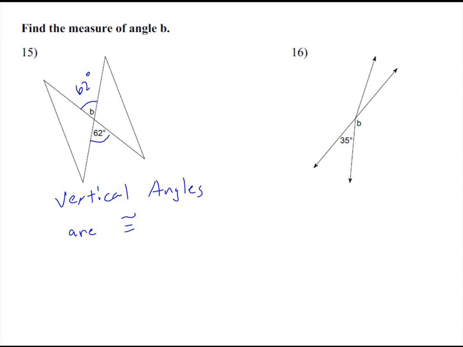Number 16 here. So you notice that this is a straight line, and we know a straight line is 180 degrees, right? So if this angle over here is already 35, if you take 180 minus the 35, it'll give you the rest of this part right here, which is angle B. So that'll be 145. So we know angle B is going to be 145, right? Because together they have to add up to 180. Okay.